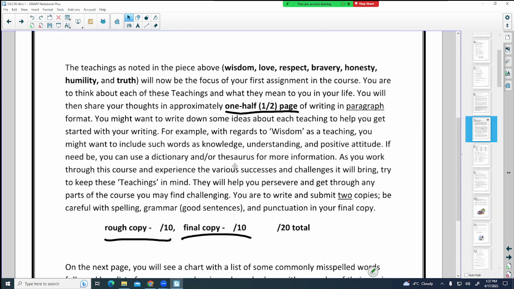So pay attention to how long it has to be. Note what you have to do. Just jot down all of the requirements of that particular assignment. So for this one, as long as you're talking about the 7 grandfather teachings and what they mean to you, you're good to go. So I have to write a 1/2 a page on what the 7 grandfather teachings mean to me, and I have to hand in a rough copy to my teacher, and then I have to hand in a final copy. So each assignment is going to be similar in that way.